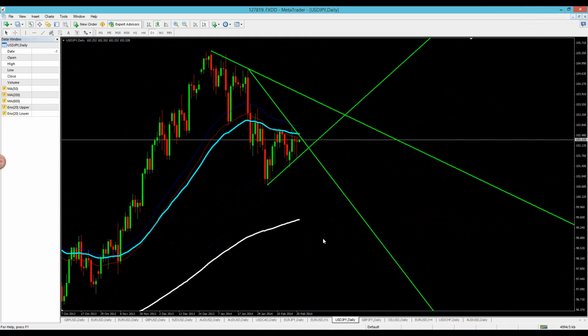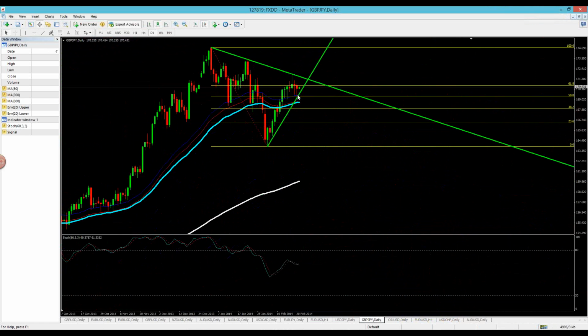So you can probably look for a buy here on the Dollar Yen next few days. Pound Yen, same thing. We're going to look to the upper channel. We came down to the lower channel in the 50% fib area, and we're going to look for it to get back up to 171.58.